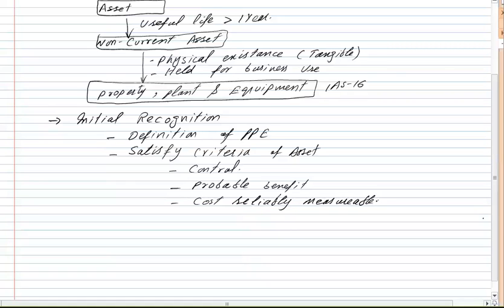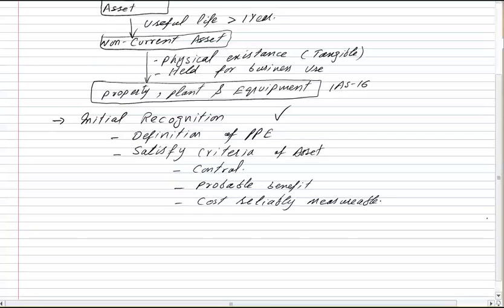If these criteria are satisfied, it means now you can record that item as property, plant and equipment. If these criteria are not satisfied, unfortunately, you cannot record that item as property, plant and equipment. Maybe you will be able to record that item as an asset in any other category, but you cannot record that asset as property, plant and equipment.